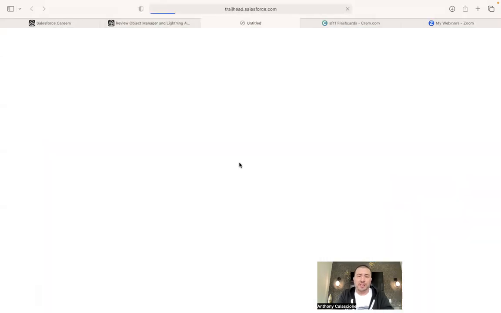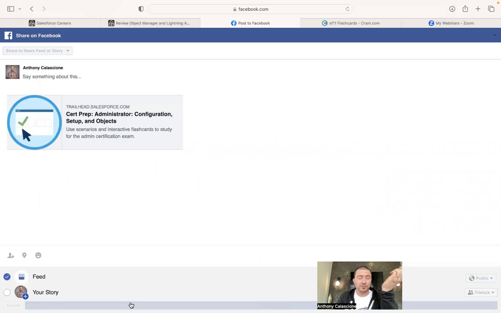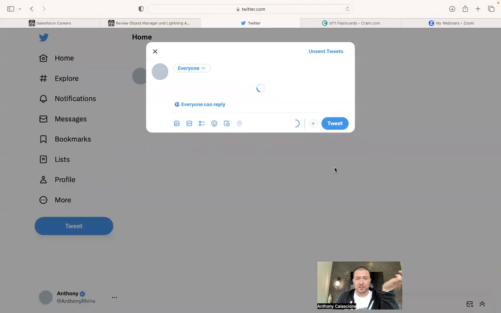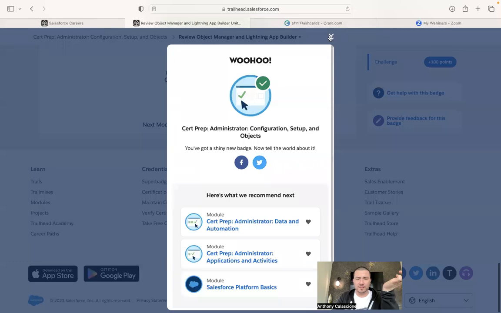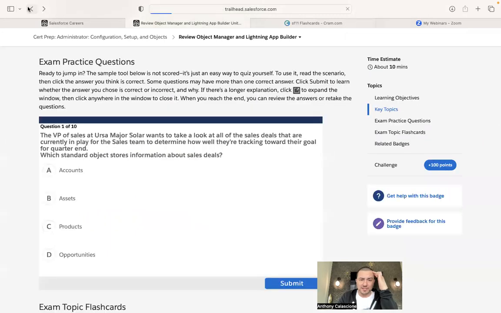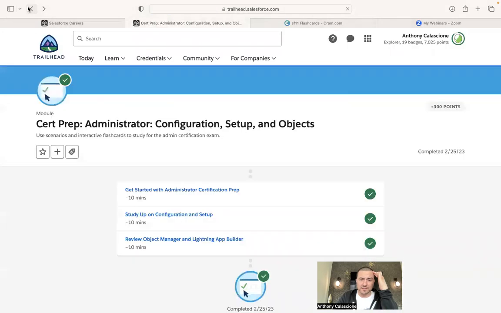We are really flying through stuff. I mean, the thing that's taking the longest is the posting to load up. Let's do it on Twitter as well. Let everyone know. Okay. All right, so now we're on custom objects quick look. And if it's what I think it is, then it's gonna be our last of the day.